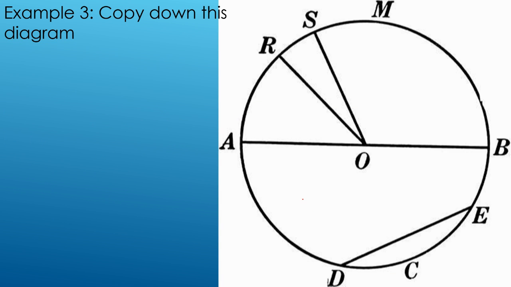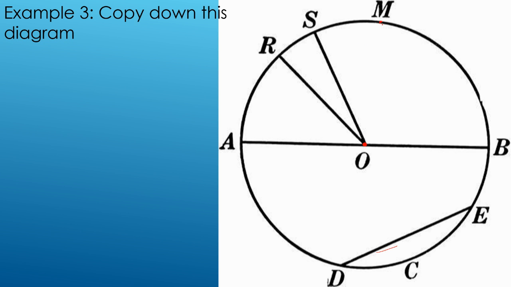Okay, now an example with circles. Copy down this diagram in your notes, please. So go ahead and pause it if you need to copy down this picture. Draw yourself a circle. I want you to draw a diameter called AB, A on one side, B on the other. And then we've got a radius here from the center O to R. We've got a radius from O to S. So put those on your picture.